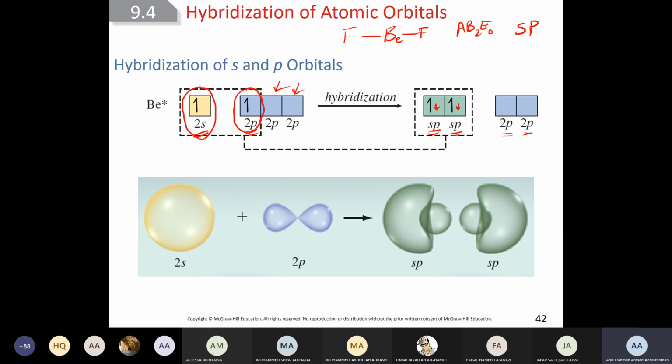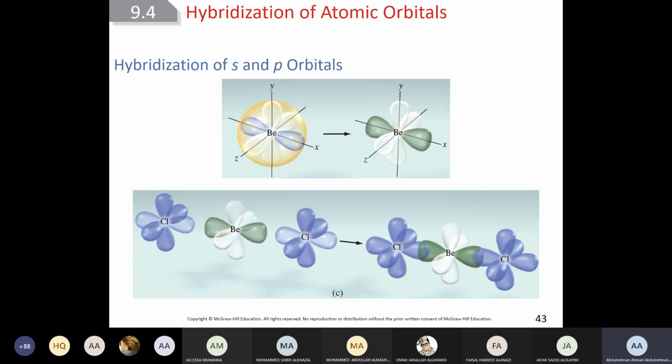This is the shape of the S orbital. This is the shape of the P orbital. When they mix, they're going to make 2 new orbitals. Each one is called SP. Then the hydrogen will come. One hydrogen will interact with this SP. The other hydrogen will interact with this SP. So the red thing is the S. This is the hydrogen atom, and this is the hydrogen atom. Is this clear? I hope this is clear.